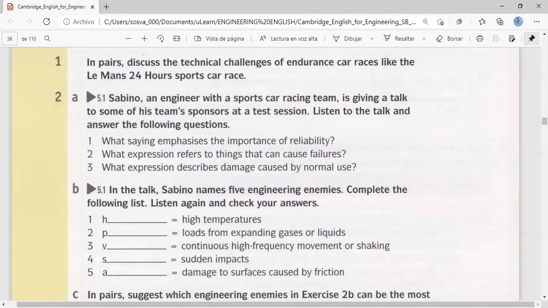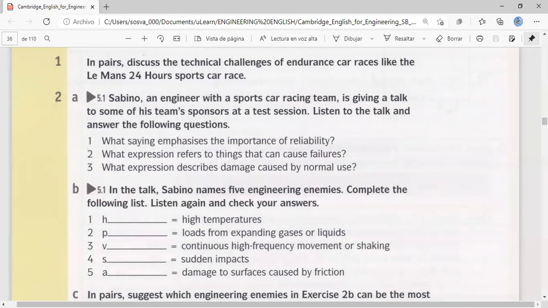So he has a racing team, and he is giving a talk to some of his team's sponsors at a test session. Remember, a sponsor is a company or a person who gives money or invests money in that team or in that person or in that project, like a Shark Tank. In Spanish, patrocinador. That's a sponsor.